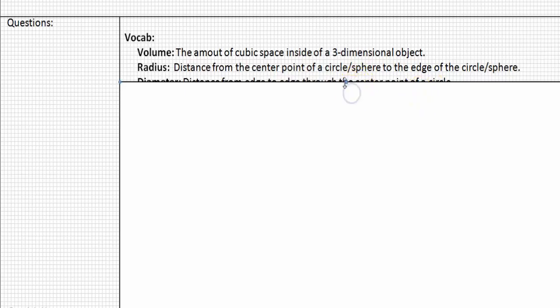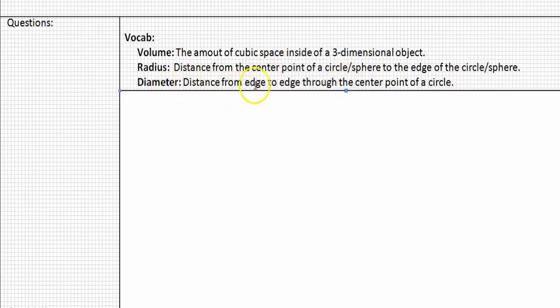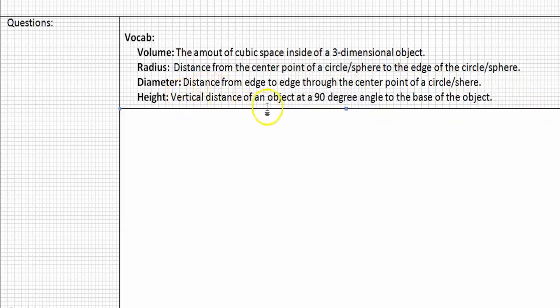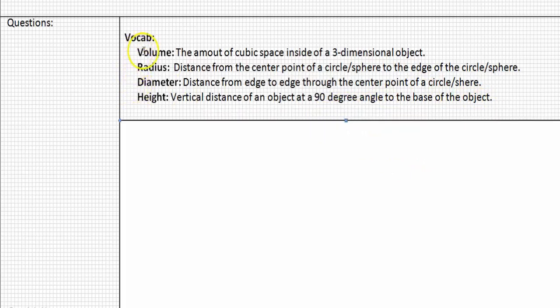And that is important, to make sure that it is from the center point to the edge. And the diameter is the distance from edge to edge through the center point of a circle or sphere. And lastly, height is the vertical distance of an object at a 90-degree angle to the base of the object. So we will take a closer look at most of these, and particularly volume, radius, and height, in the following 3 examples. So that concludes our vocabulary section.